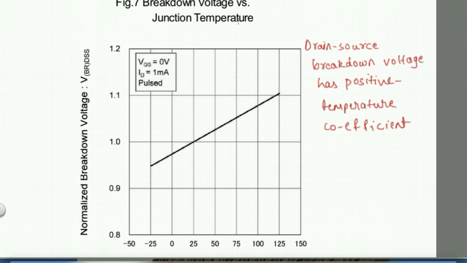Figure 7 provides the breakdown voltage versus junction temperature. As we know, the breakdown voltage has a positive temperature coefficient. Hence, at 125 degrees Celsius junction temperature, the allowed breakdown voltage will be 1.1 times 45 volt, which will become 49.5 volt for this MOSFET.